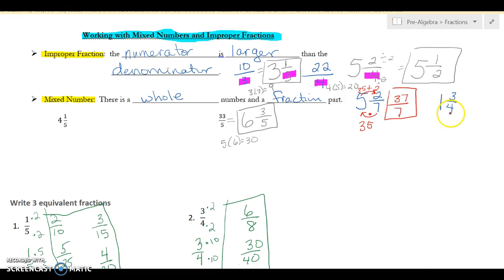The same thing here. I'm going to multiply. 1 times 4 is 4. But then I'm going to add that 4 plus the numerator. And so I get 7 over 4.